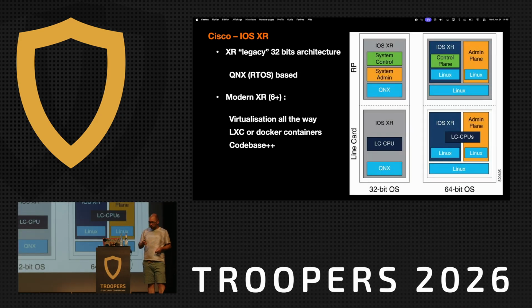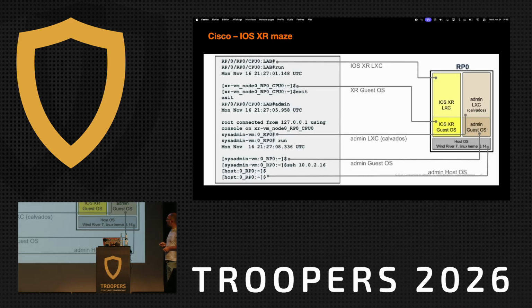And so, like JunoS, there was a legacy architecture that was using the QNX real-time operating system, and QNX was also running on the line card. That was called XR Legacy. And since IOS XR 6, they went all in with virtualization. So we now have a Linux hypervisor running on the hardware, and a first VM for the IOS XR. We have a sysadmin VM that is used to launch the other VMs. And this is the same on every line card, with containers, LXC or Dockers, inside the VMs. So this is how you go from one context to another.